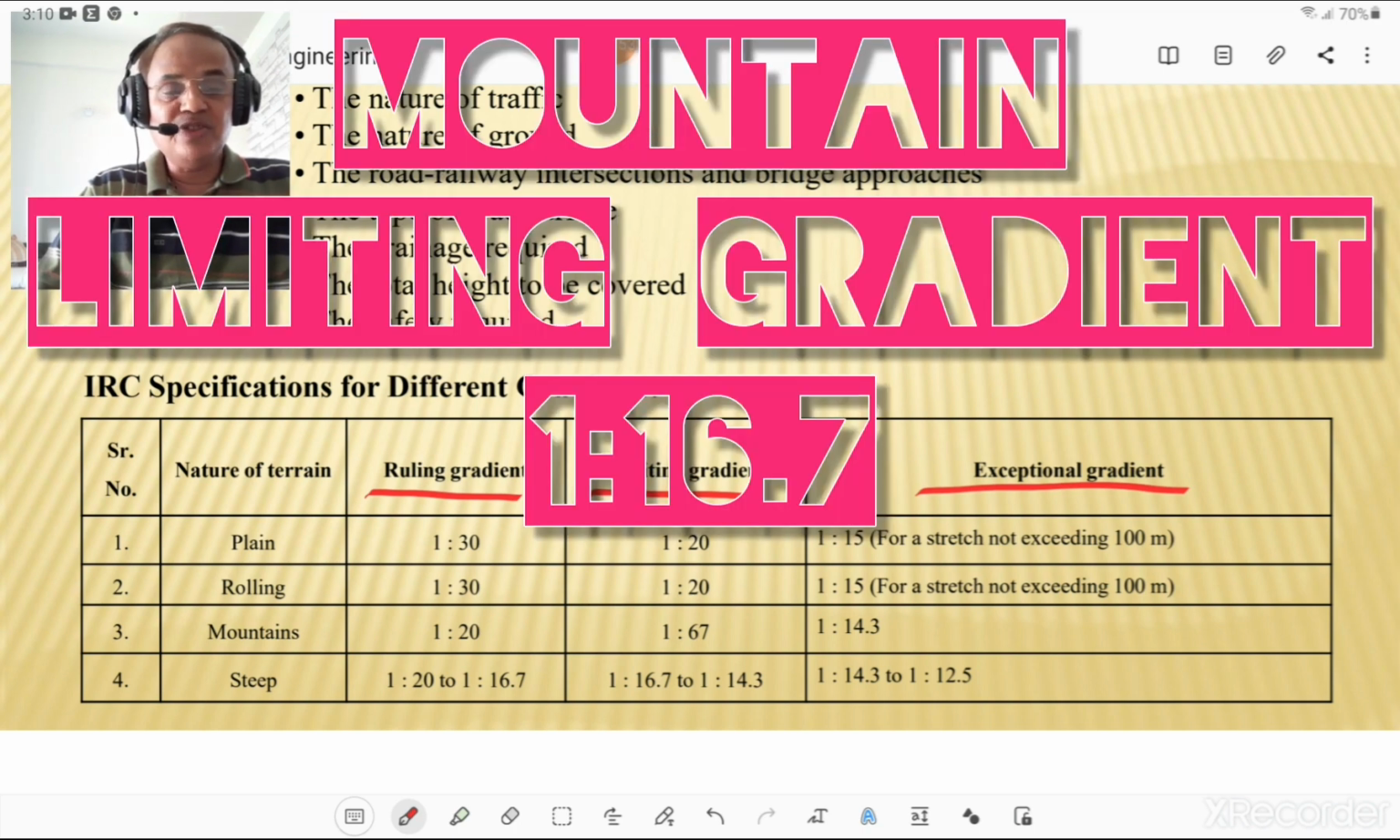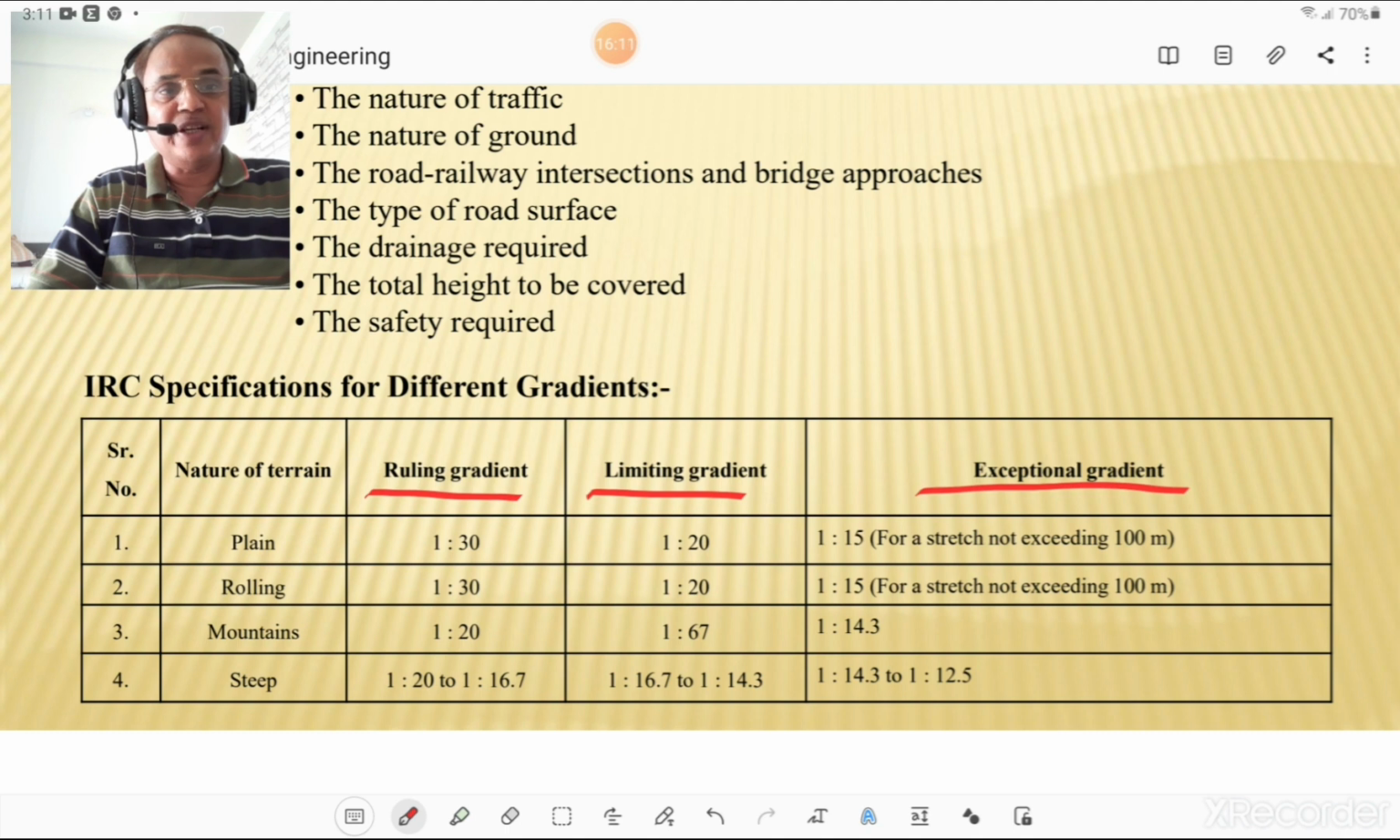But for mountainous region, it is 1 in 20, and limiting is 1 in 67, and exceptional gradient is 1 in 14.3. And for steep gradient, it varies from 1 in 20 to 1 in 16.7. Limiting gradient varies from 1 in 16.7 to 1 in 14.3, and exceptional gradient varies from 1 in 14.3 to 1 in 12.5. So you must remember the IRC specification for these three types of gradient.